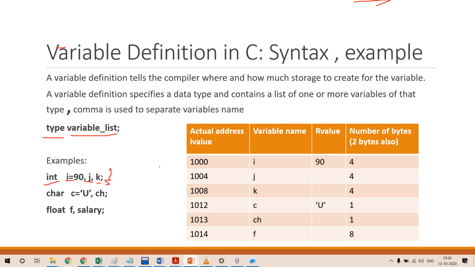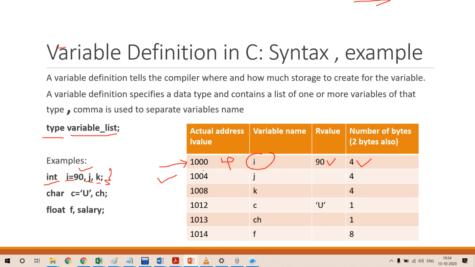Suppose 1000 is allocated for i, that requires 4 locations: 1000, 1001, 1002, 1003. So 4 locations are reserved for i. In the code itself 90 is given, that is the value. So it requires 4 bytes: 1000, 1001, 1002, 1003. The next variable is j, whose address is 1004.